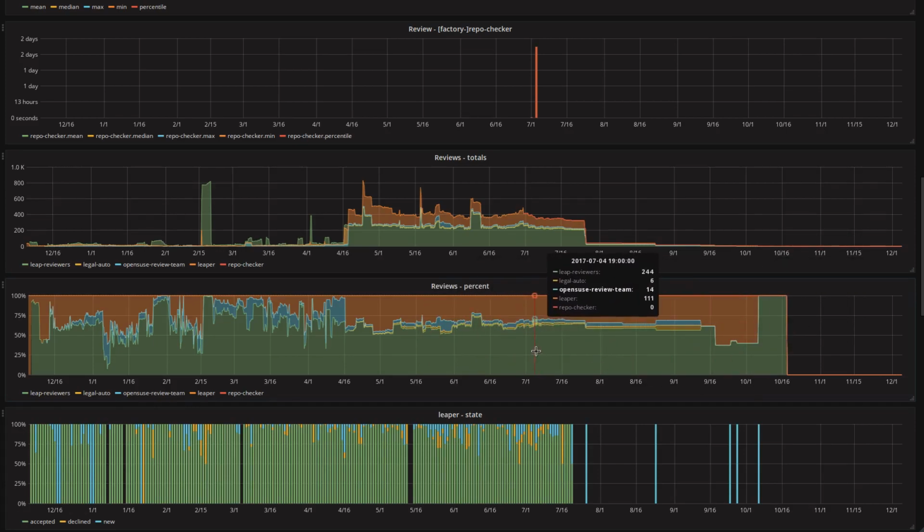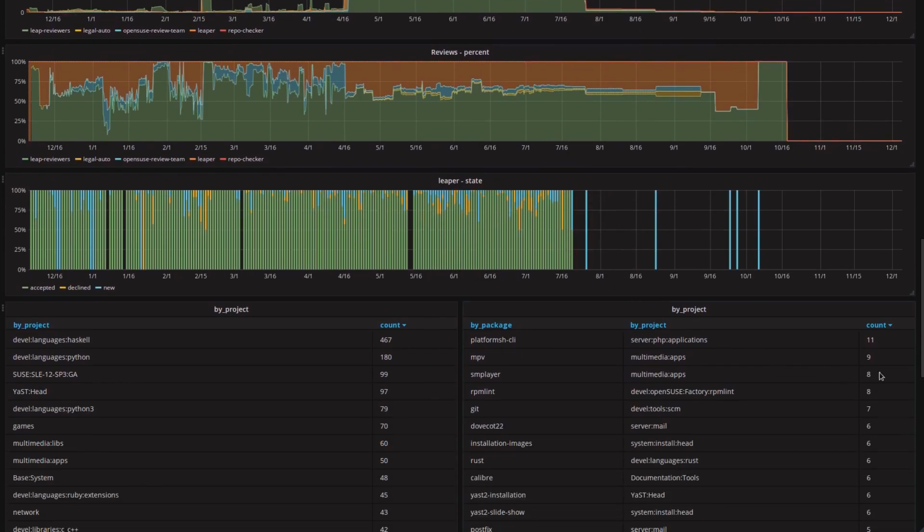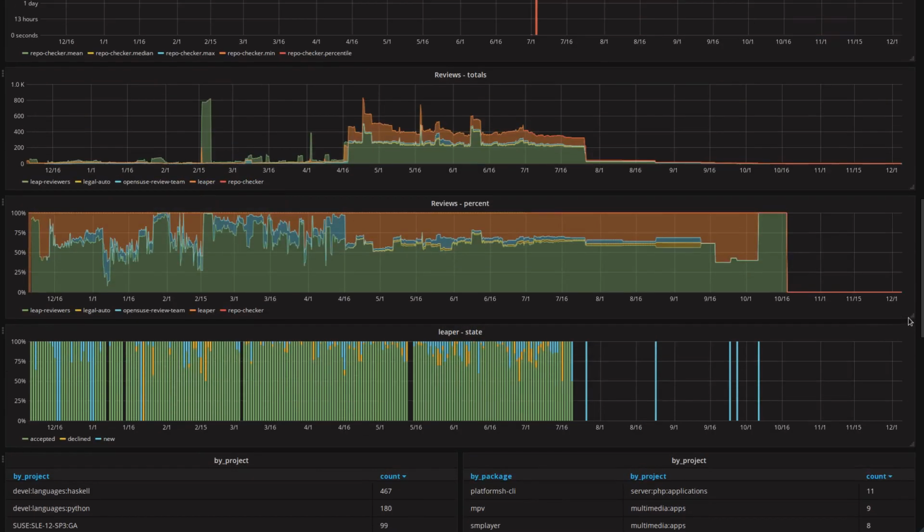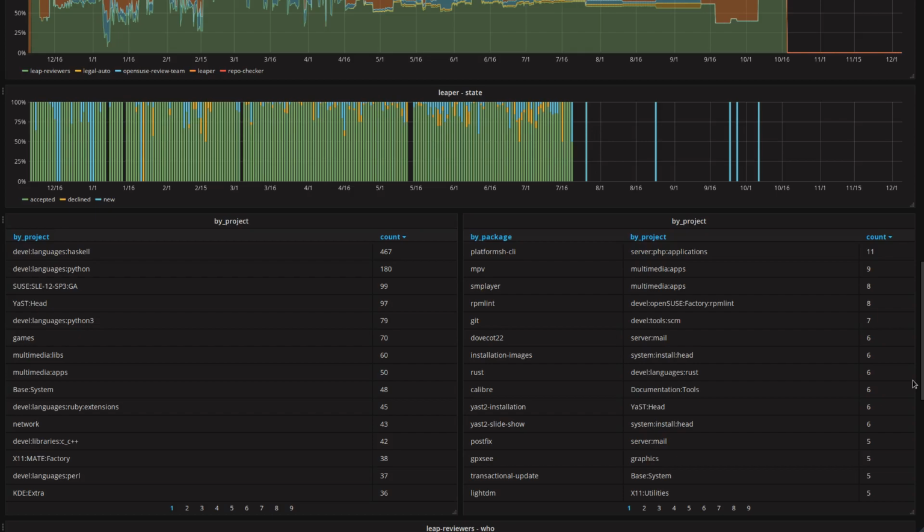So those are pretty much the two review groups we expect to be the majority of the reviews, and here they are. So again, not too exciting for Leap, just because there are basically fewer reviews going on.